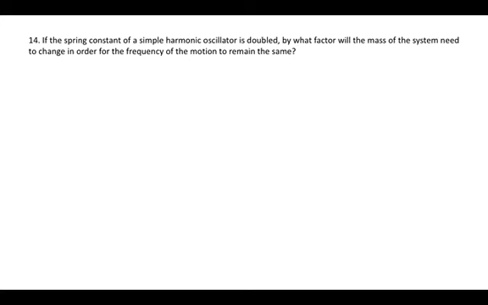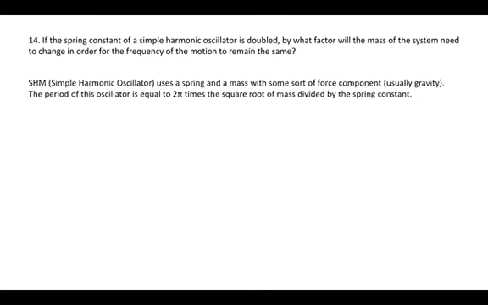The next problem we have is number 14. If the spring constant of a simple harmonic oscillator is doubled, by what factor will the mass of the system need to change in order for the frequency of the motion to remain the same? So we're changing one concept and we're seeing the system stay the same, so we're going to have to make a change to the system. Now, in a simple harmonic oscillator, we use a spring and a mass of some sort of force component. Here, we're going to be using gravity. The period of this oscillator is equal to 2 pi times the square root of the mass divided by the spring constant. And you can see that formula on the left side of the screen.